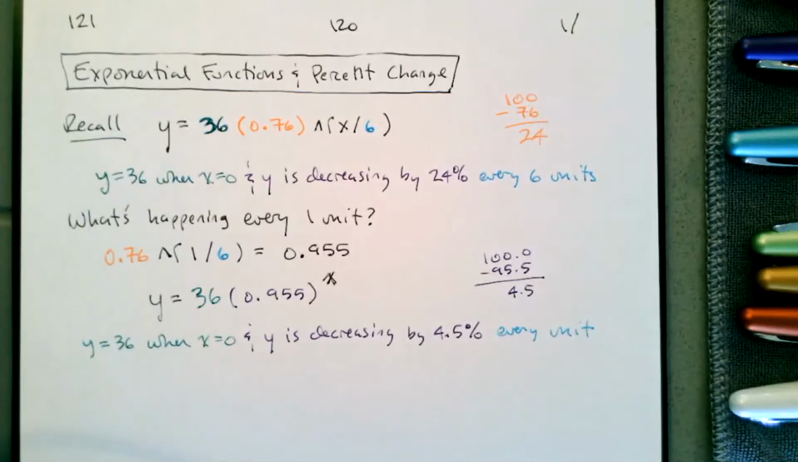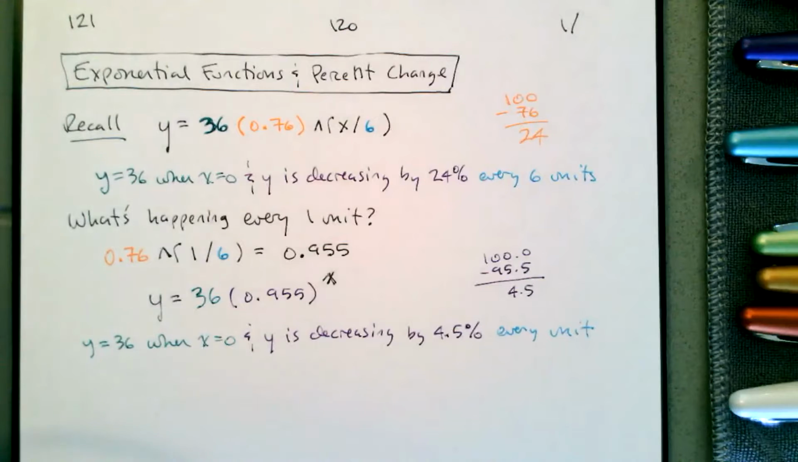Today, we want to look at exponential functions and percent change. If you recall, last time we looked at the function where y is 36 when x is 0, and y is multiplied by 0.76 every 6 units. We have to be able to translate a multiplier into a percent change, increasing or decreasing by a percent.